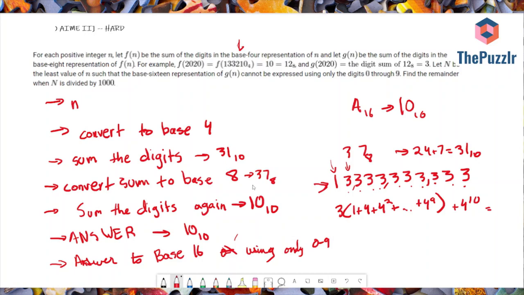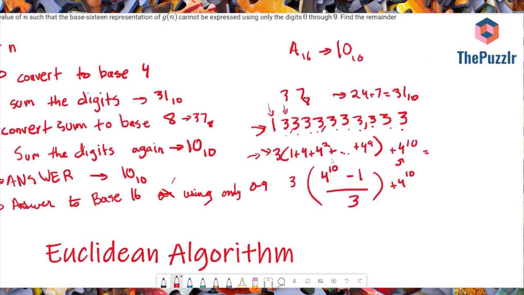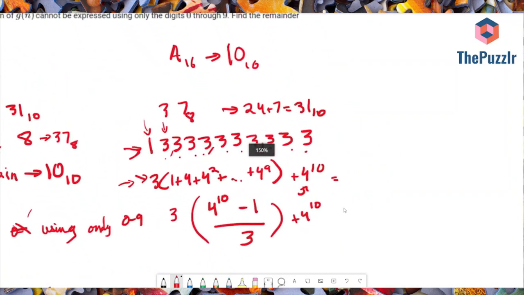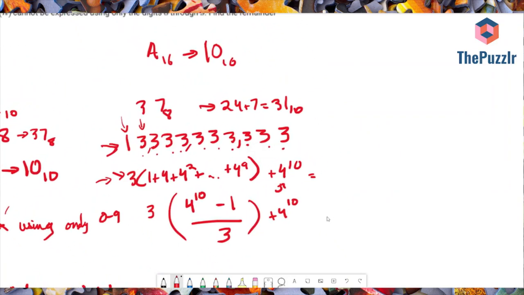Well, this right here, using the geometric formula, is 4 to the power of 10 minus 1 over 3. And if you don't know what that is, watch our video on geometric series to understand this formula better. And then we multiply by this 3 here, and then we're adding 4 to the power of 10 because it's right here. Okay, almost done. We can simplify this a bit. So we get 2 times 4 to the power of 10 minus 1.